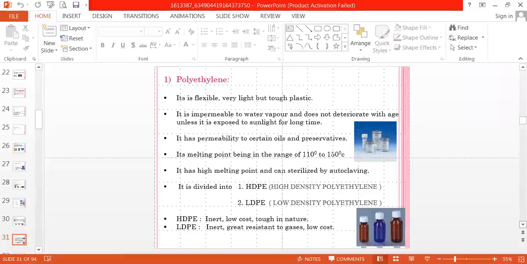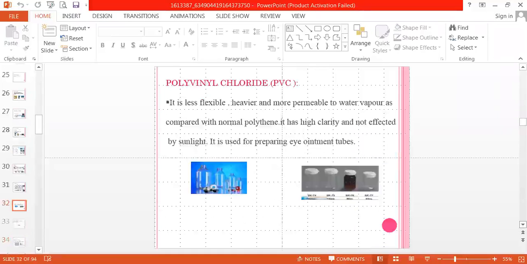Generally, polyethylene has two types, that is high density polyethylene and low density polyethylene. Depending on density, we have categorized them into the two types. High density polyethylene is inert in nature, has low cost and is tough in nature. And low density polyethylene is inert in nature, has great resistance to gases, and is low cost. So these are the types as well as specifications of polyethylene.